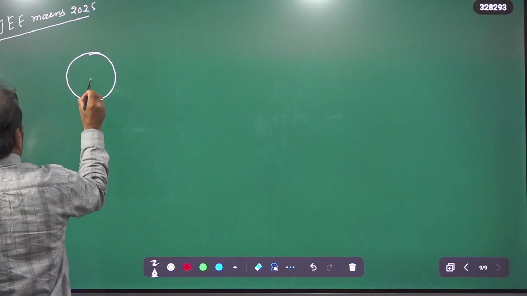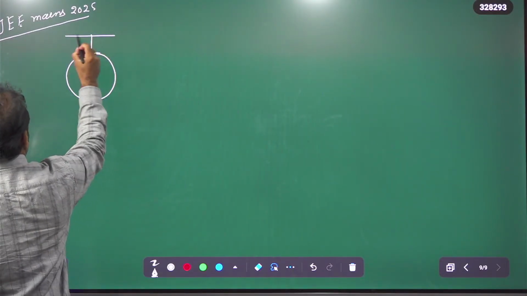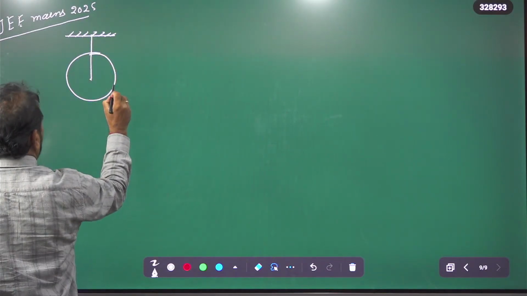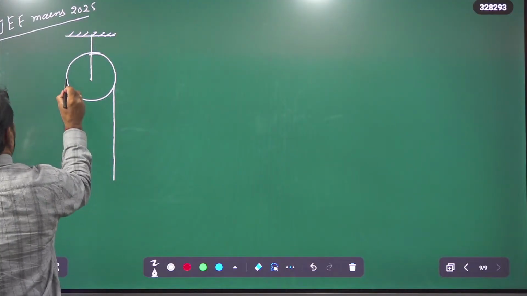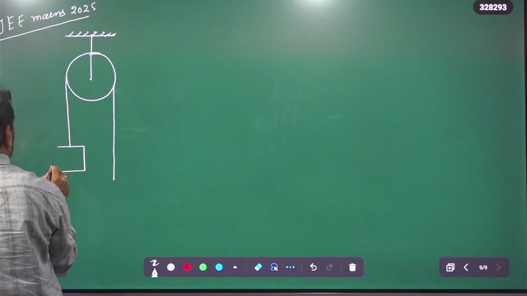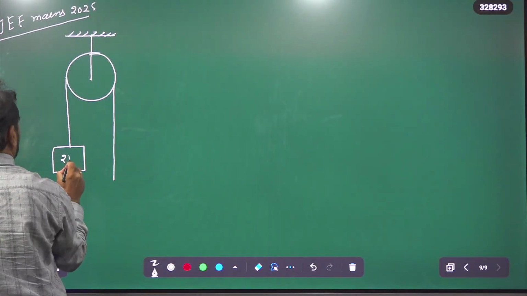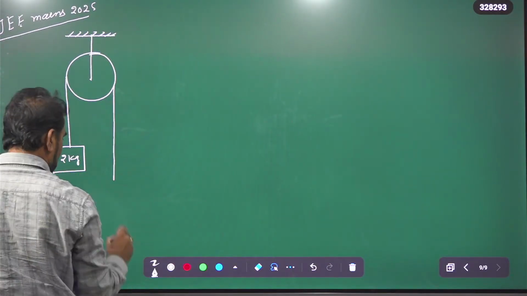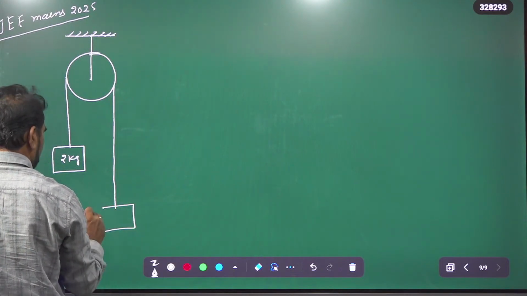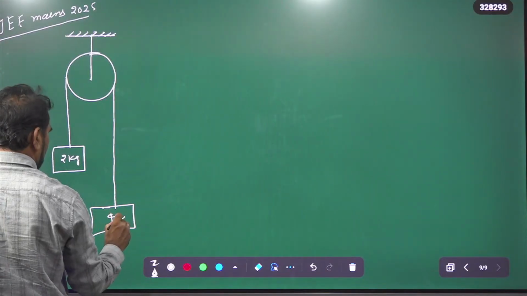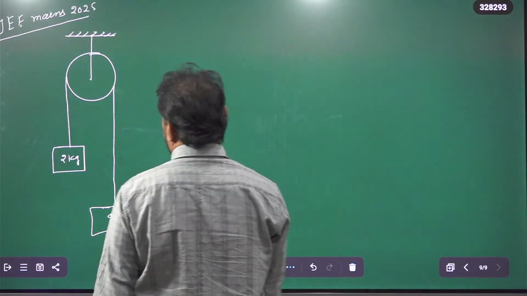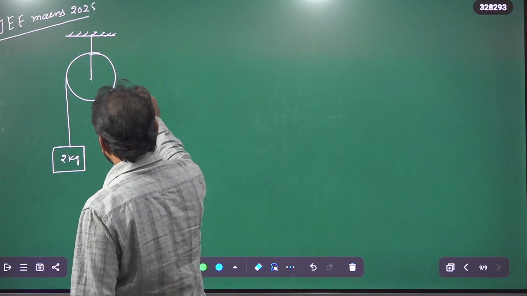in a pulley block mass system like this. The pulley is connected like this. Across them, a string is hanging like this. One end is connected to a 2 kilogram mass, and the second end is connected to a 4 kilogram mass.